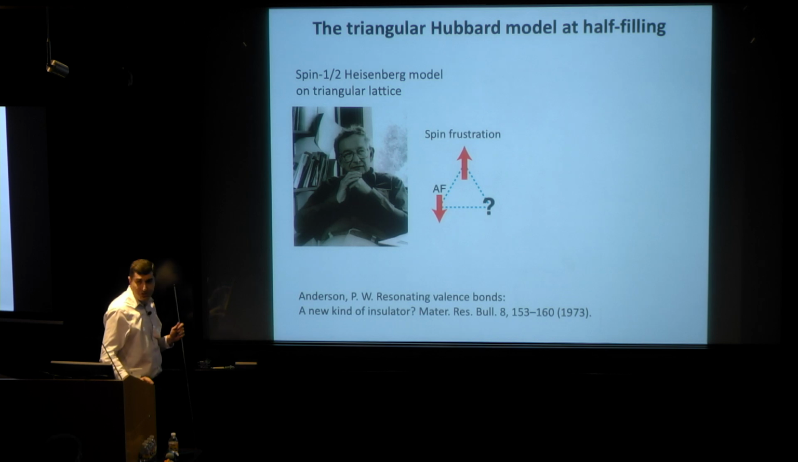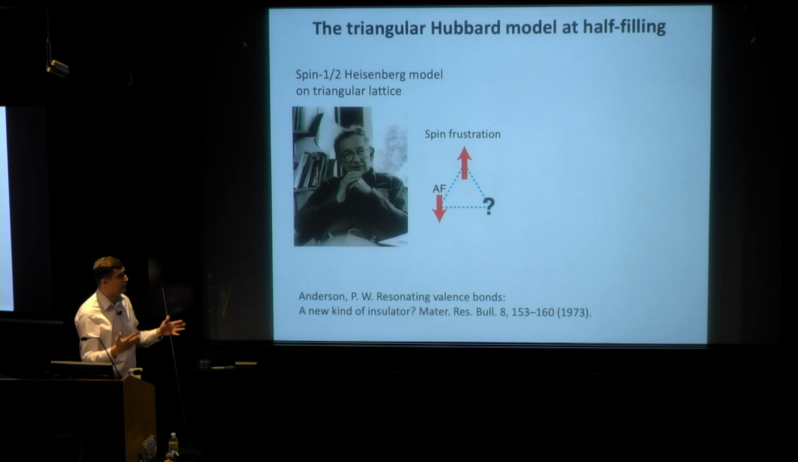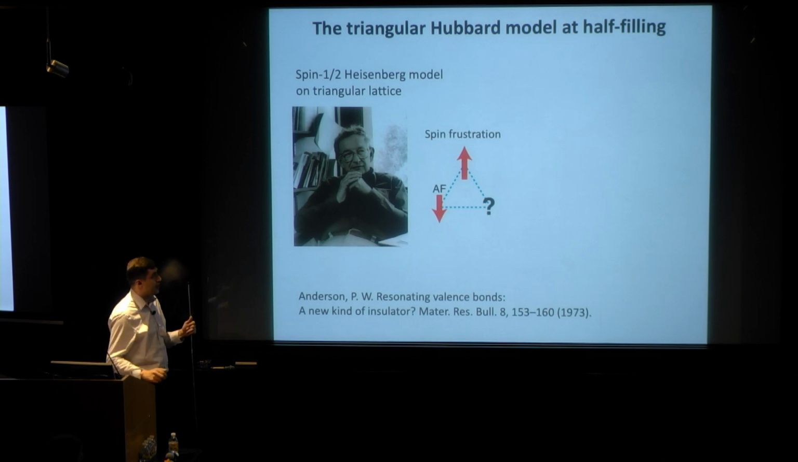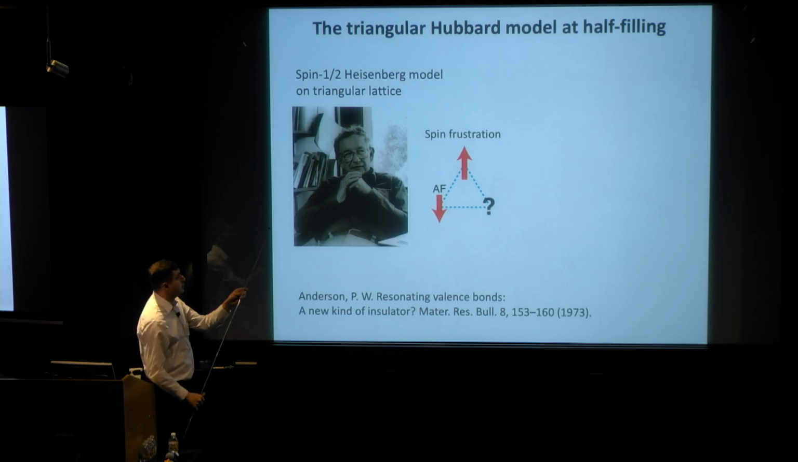All right, so the triangular lattice is interesting already at half filling. The square lattice, we understand everything in there. You have the Mott insulator, the antiferromagnet, the Néel antiferromagnet. But here, the triangular lattice goes back to Phil Anderson. He was looking at the triangular spin-1/2 Heisenberg model, and that would be the limit of the Hubbard model at infinite U over T. And so there you have this phenomenon of spin frustration.